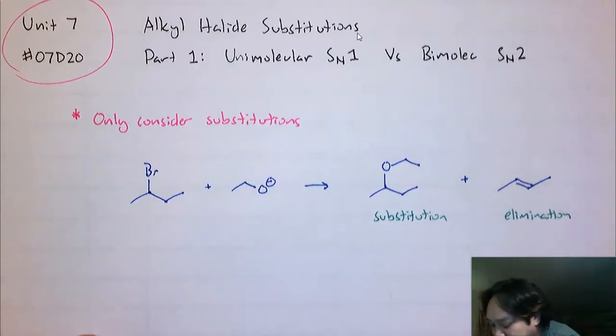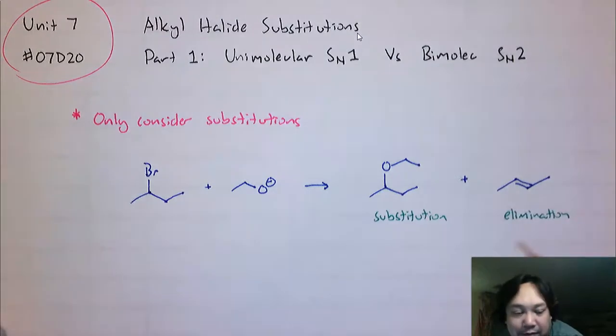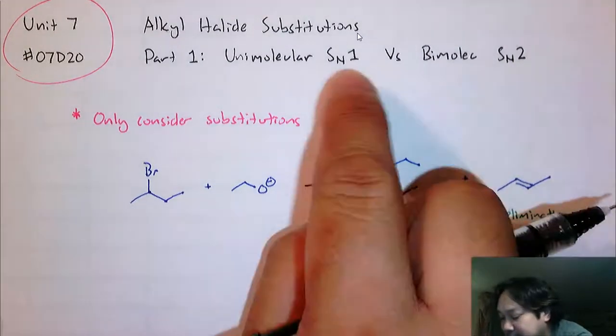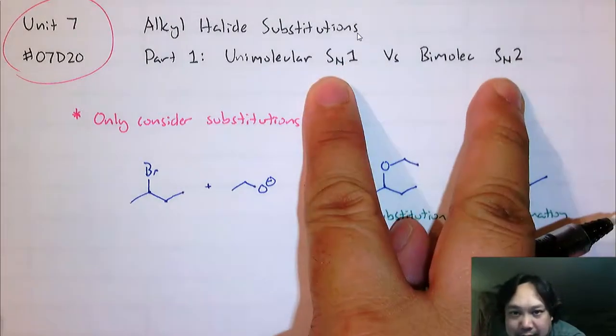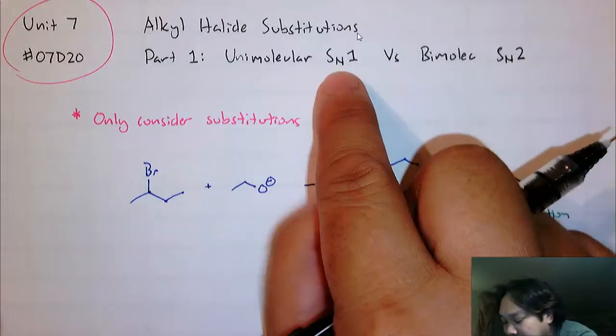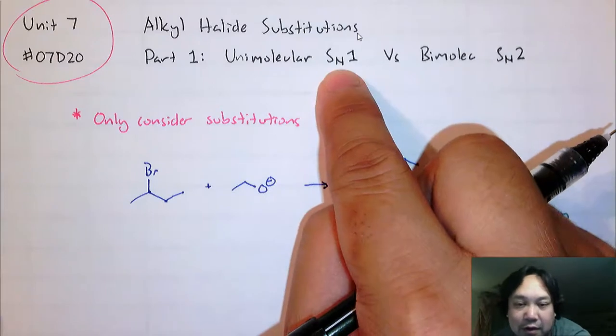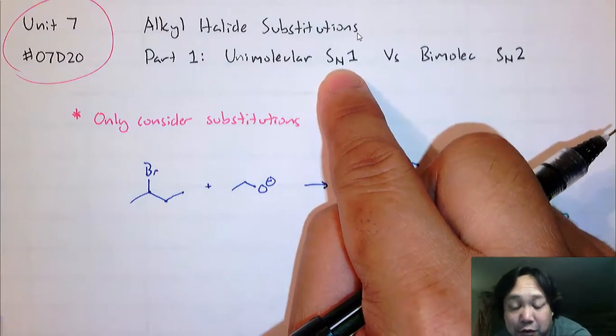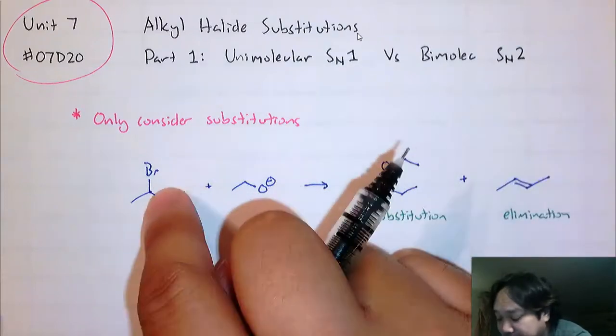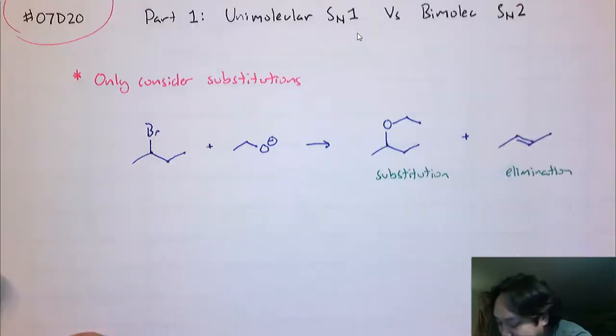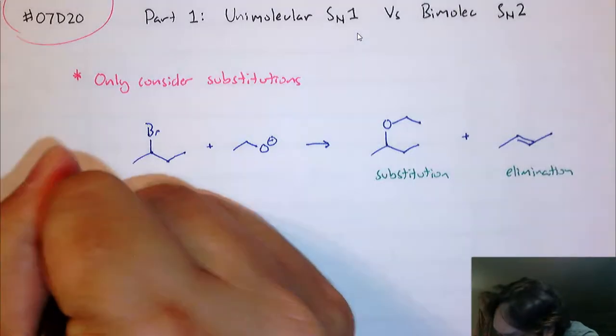Because I want to go over a couple of examples to warm up, and then we're going to talk specifically about these two types of substitution. If you're wondering what the N stands for, that stands for nucleophilic. A nucleophile is going to come in and substitute for the leaving group. Let's do some examples first.